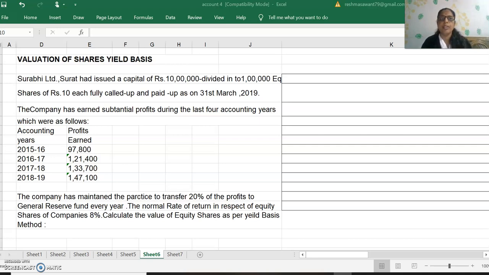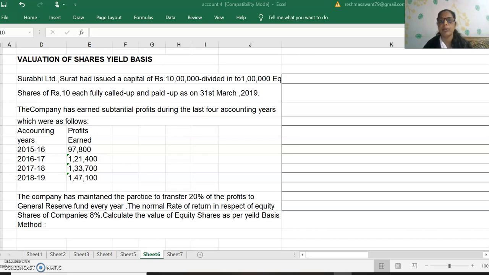Okay students, now we discuss the second question, or question number 2, from your chapter Valuation of Shares of corporate accounting. In valuation of shares, there are three methods. The first method, in the previous lecture, we discussed the intrinsic value method. Now we discuss the yield basis method.